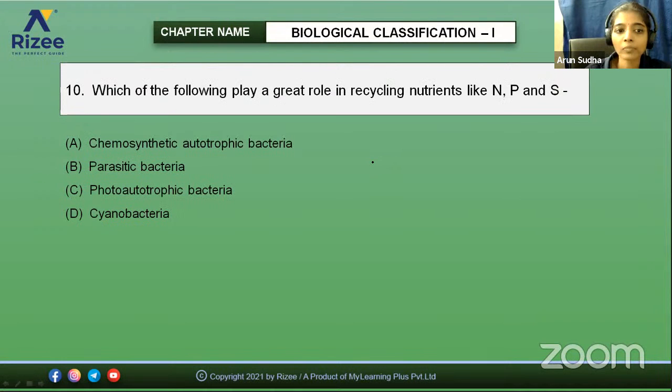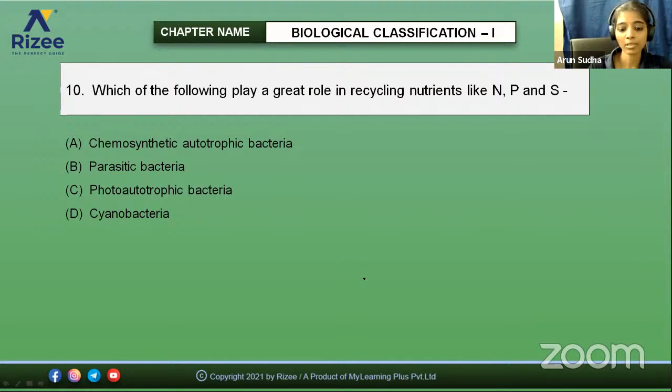Which of the following play a great role in recycling nutrients like nitrogen, phosphorus, and sulfur? For the recycling, they use that nitrogen, phosphorus, and sulfur. So what type of bacteria? Whether it is chemosynthetic autotrophic bacteria, parasitic bacteria, photoautotrophic bacteria, or cyanobacteria. Yes, it is option A actually. Yeah, correct, Christopher.